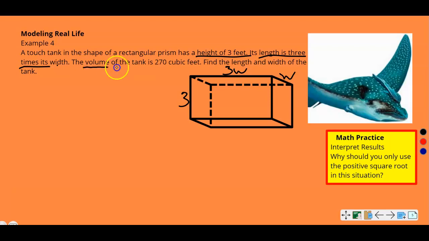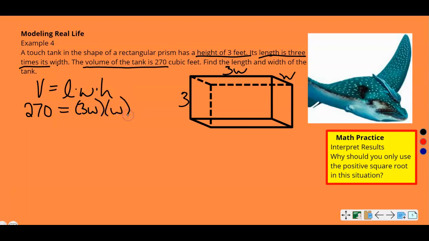All right, so it also gives us the volume. So we know that the volume of a rectangular prism is length times width times height. So let's fill in what we know. We're given volume is 270. Length is 3W. Width is W. And our height is 3.